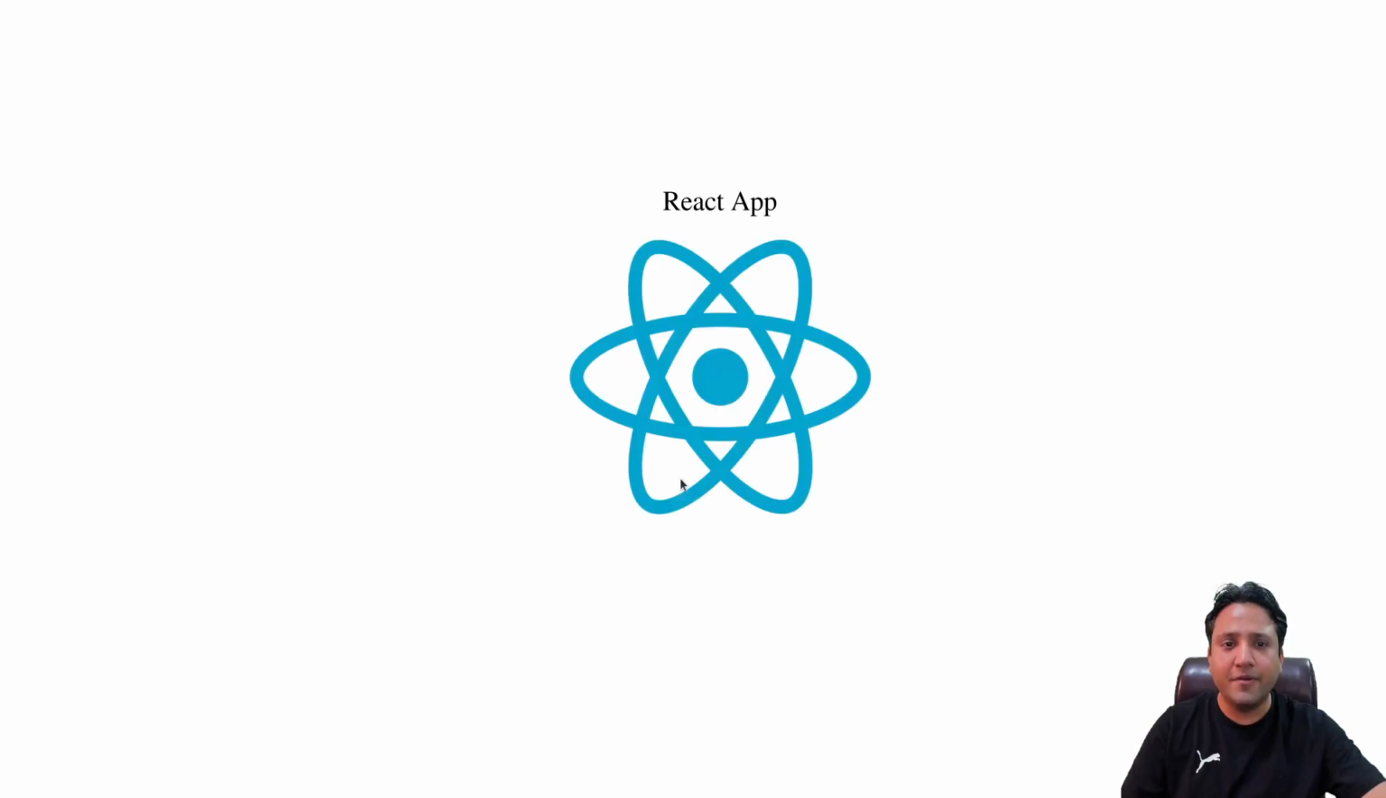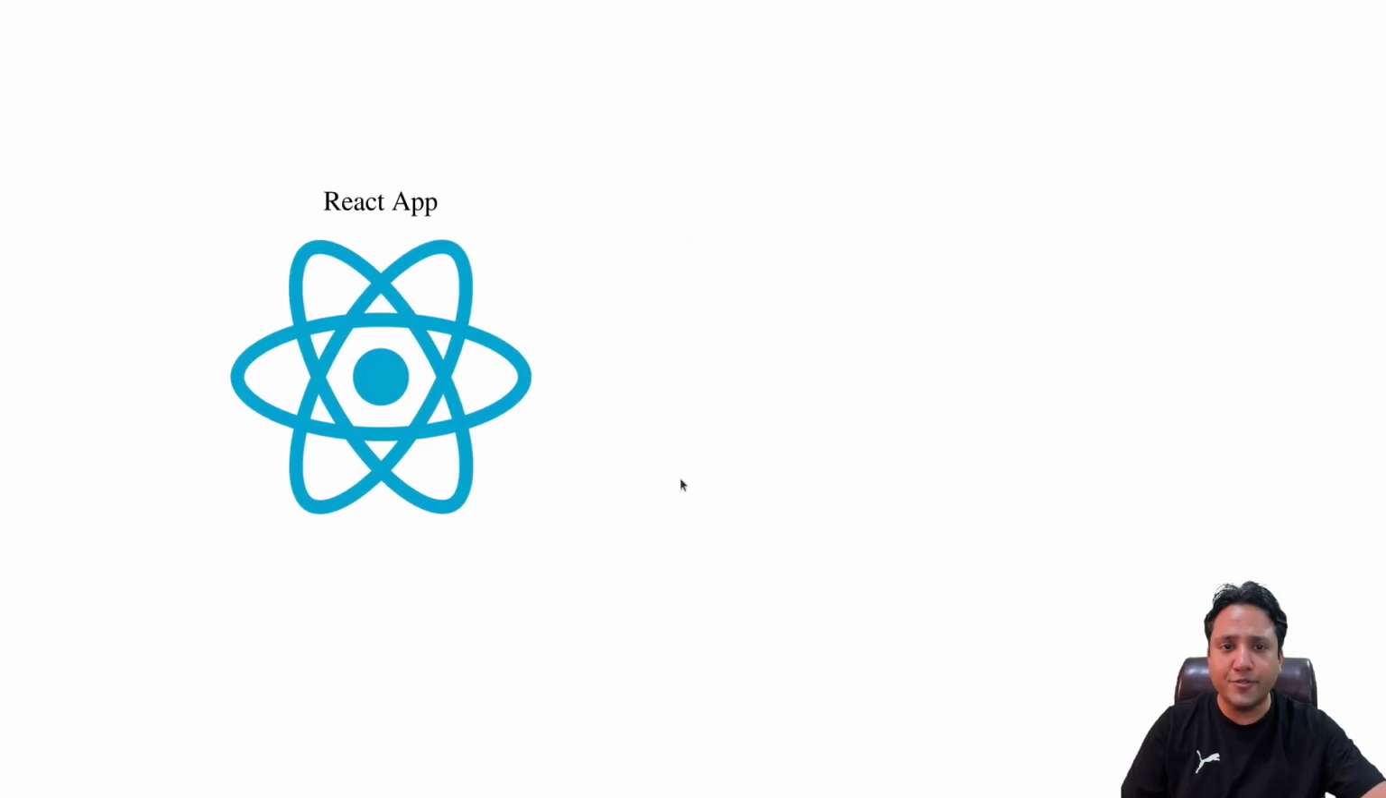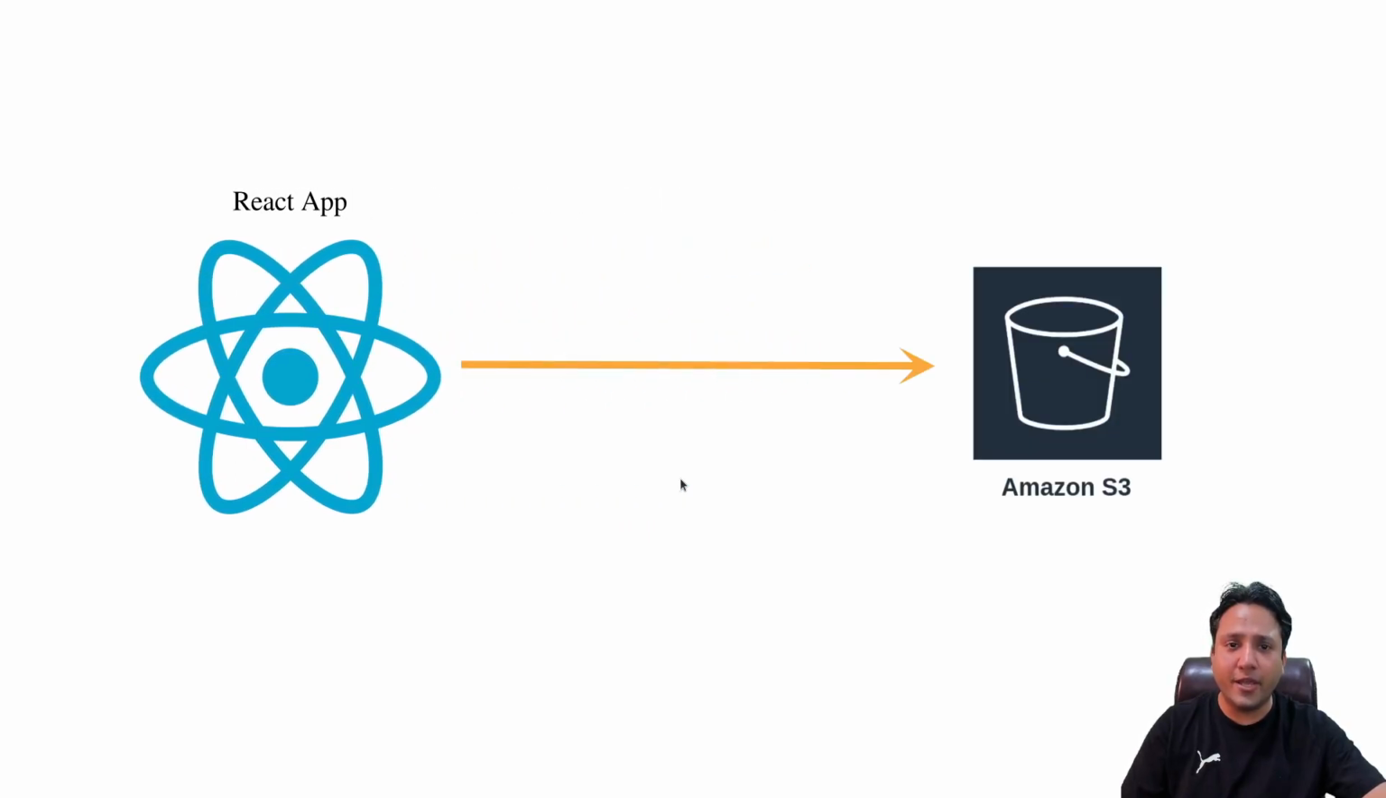Coming back to the original topic, what we are going to do in this video is first create one simple React application, and the artifact of the React application is going to be uploaded to Amazon S3 using the AWS console. Once the upload is done, we are also going to configure our AWS S3. If you are new to AWS S3, then I will highly recommend watching one of my videos. In that video, I mentioned how we can configure S3 as a static website.